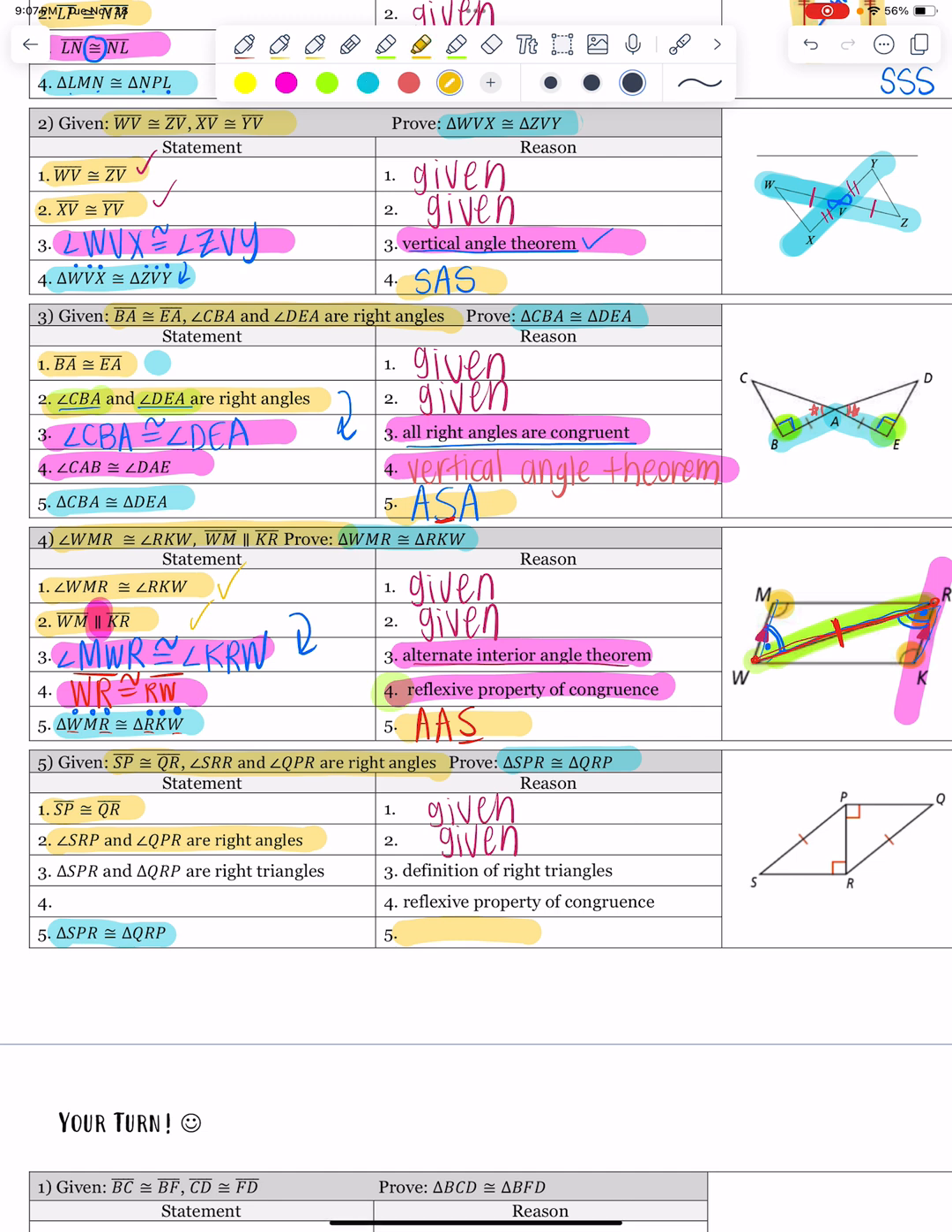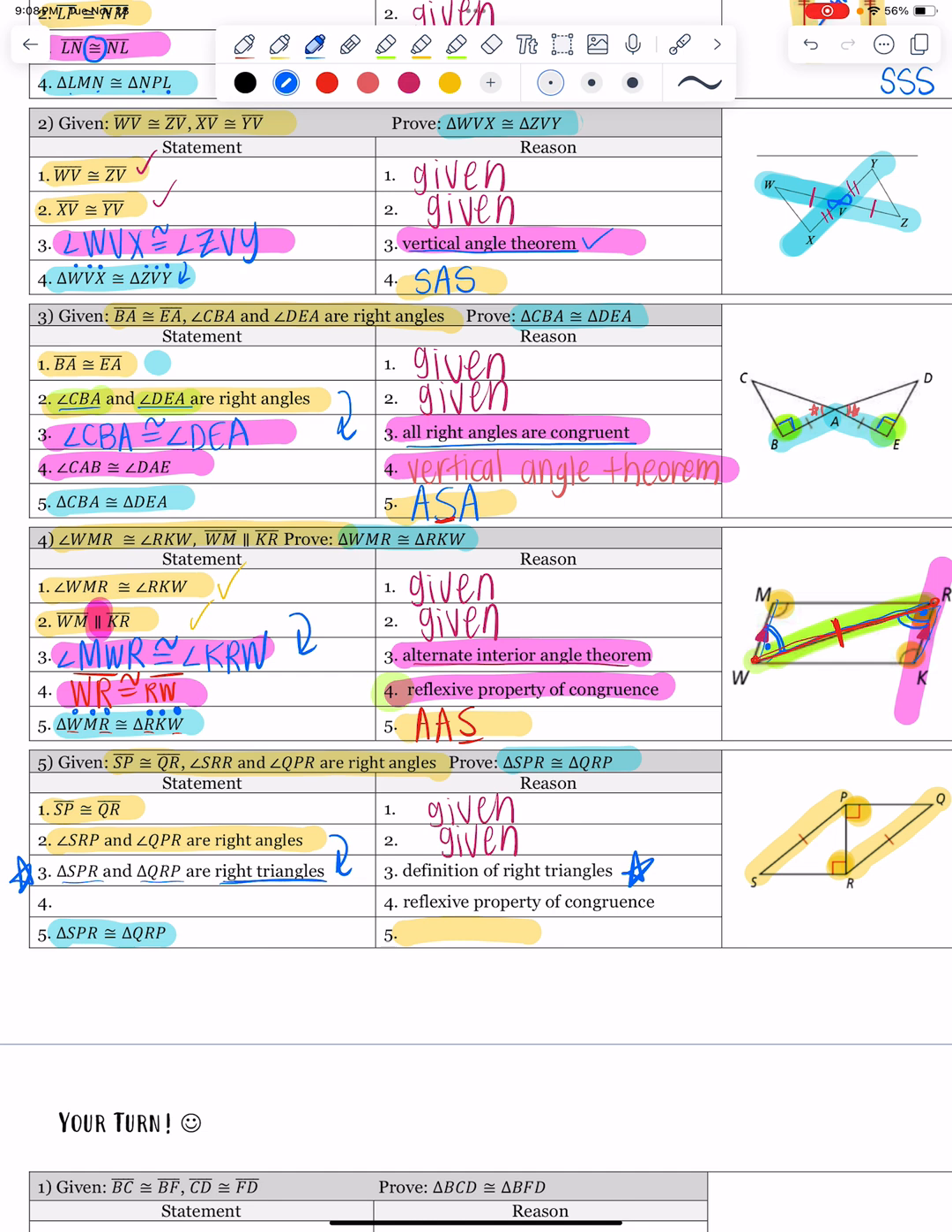Again, let's just make sure that stuff is highlighted. SP is congruent to QR, okay? And then SRP and QPR are right angles, so of course those are already marked. Notice that they have a step in here that is going to be necessary. Because those are right angles, we get to say that these must be right triangles. If these are not right triangles, then I cannot use hypotenuse leg. So this step is always going to be necessary in an HL proof. You have to say that they are right triangles.